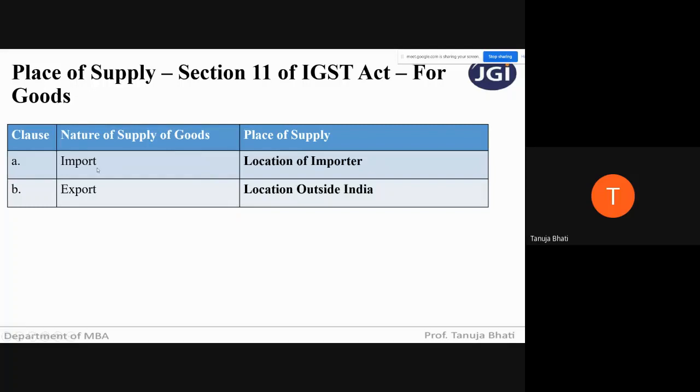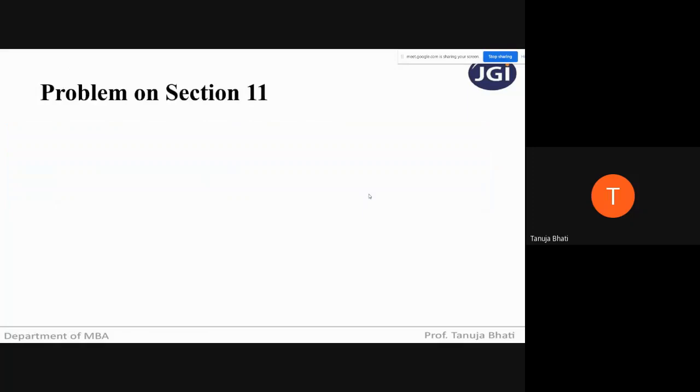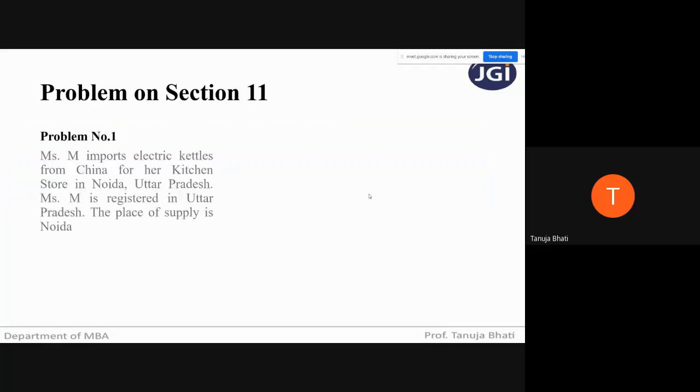If from a transaction you come to know the nature of supply of goods is import, the place of supply will be the location of the importer. And if it is an export, the place of supply will be the location outside India. So let us see examples on this. So, problem on section 11 of the IGST Act. Problem number 1.